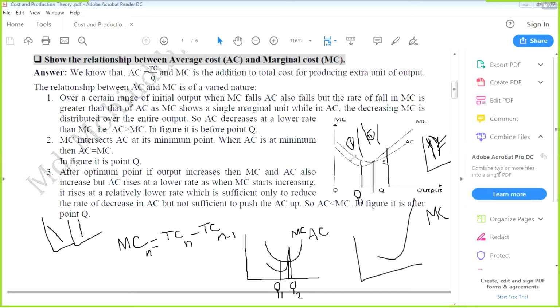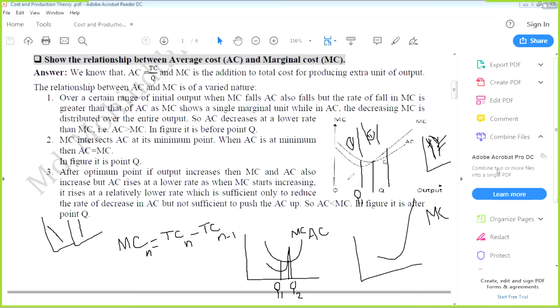If a curve is below, that doesn't mean that the falling rate is higher there. Being below or above does not determine whether the falling rate is higher or lower. It depends on the slope, on whether it is steeper or flatter. For that reason, I have taken this point.